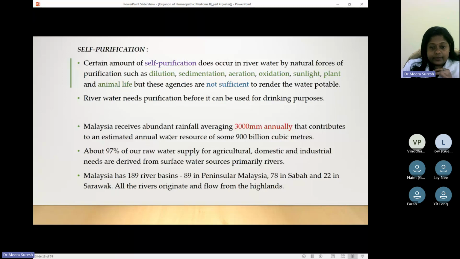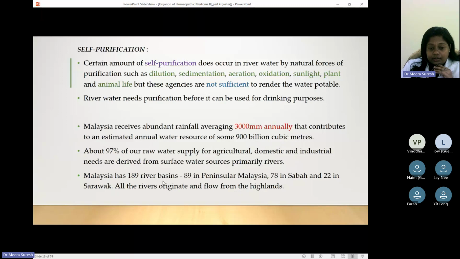And Malaysia receives abundant rainfall, averaging 3,000 millimeter annually previously. That contributes to an estimated annual water resource of some 900 billion cubic meters. I don't have to remember all these things, just to show you. About 97% of our raw water supply for agricultural, domestic, and industrial needs is derived from surface water sources, primarily rivers, because Malaysia receives abundant rainfall, averaging 3,000 millimeter annually.